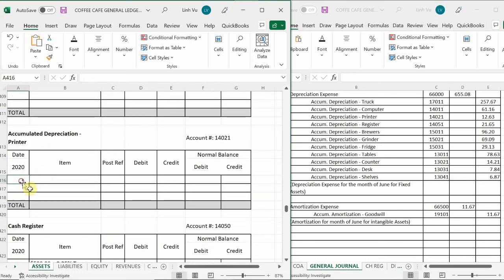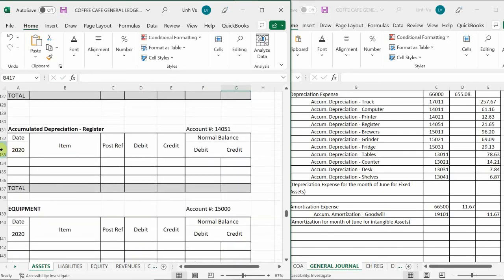Here you could just scroll down to the printer. Okay, I thought you were moving fast, so that's why I moved fast. Okay, and so the credit for the printer is 12.63. Okay. And then down to the cash register. 630 adjustment, page 24. Credit of 21.65. Okay.